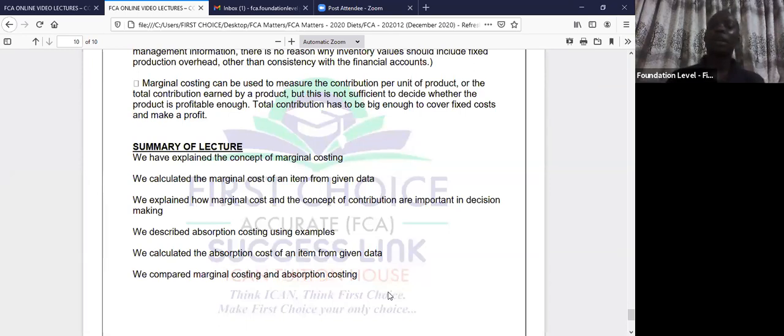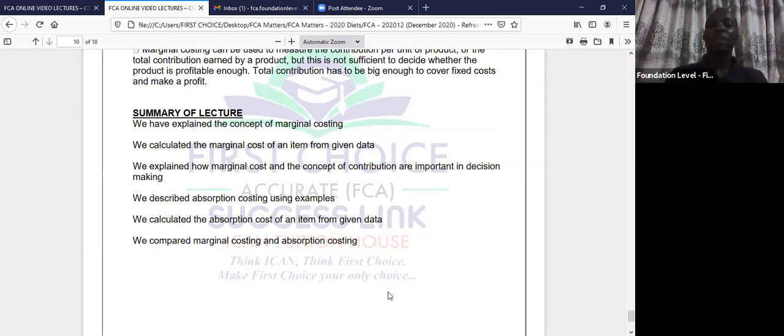We saw how we can get our profit using absorption costing and using marginal costing. We saw how we evaluate our closing stock using absorption costing and marginal costing. We also saw how we can account for the differences in profit because of the opening stock and closing stock that are valued differently in these two methods. So far, so good. We've come to the end of our class.